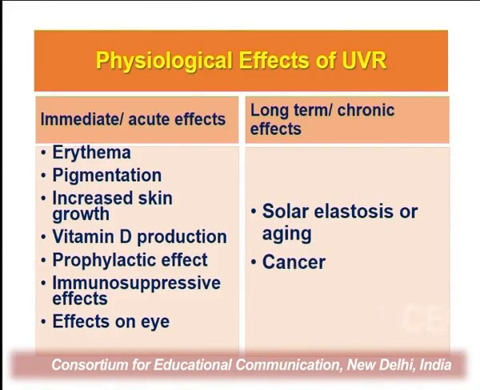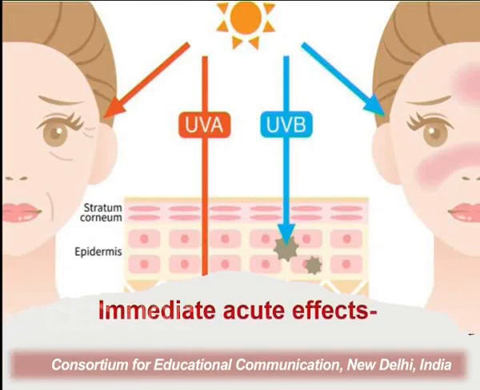Now, physiological effects of UVR. We have divided them into 2: immediate or acute effects, and long term or chronic effects. The immediate effects are erythema, pigmentation, increased skin growth, vitamin D production, prophylactic effect, immunosuppressive effect, and effects on the eye. Then the long term effects are solar elastosis or aging, and cancer. Now, we'll look into all the immediate acute effects.